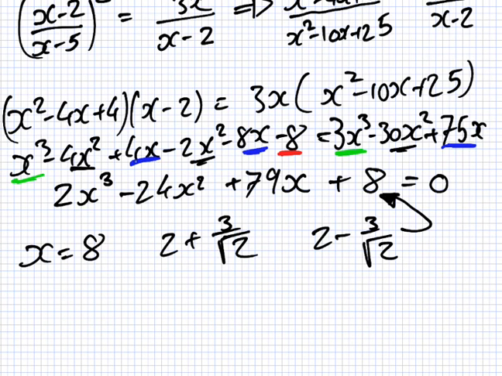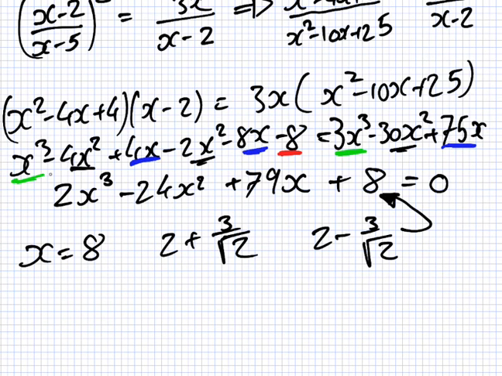X cubed minus 4x squared plus 4x, minus 2x squared, oh, hang on, minus 2x squared minus 8x minus 2 equals 3x cubed minus 30x squared plus 75x. Did I add them all together?